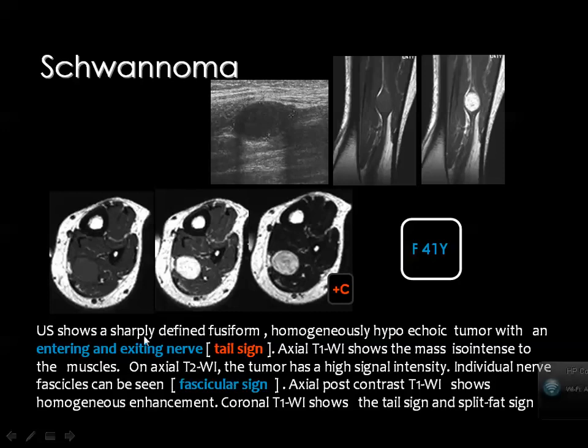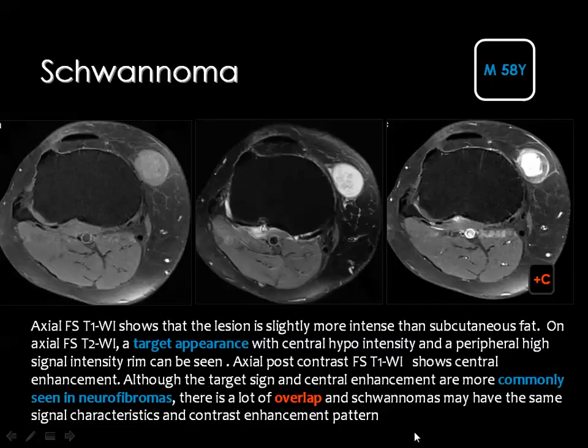with the fascicular sign. In the sagittal and coronal images, you may identify the split fat sign, where you can see fat along the upper and lower pole of the tumor. Then one of the important criteria of neurofibroma in particular, not the schwannoma, is what is known as the nerve entering sign. And you see the tumor with the nerve going inside and nerve going outside. This is known as the tail sign or the nerve entering sign.